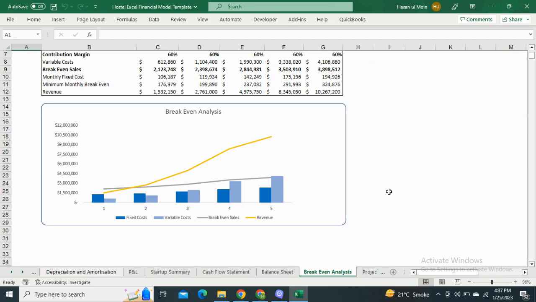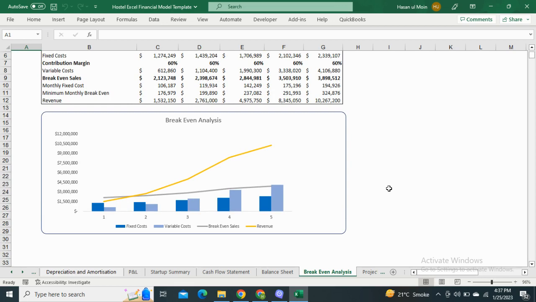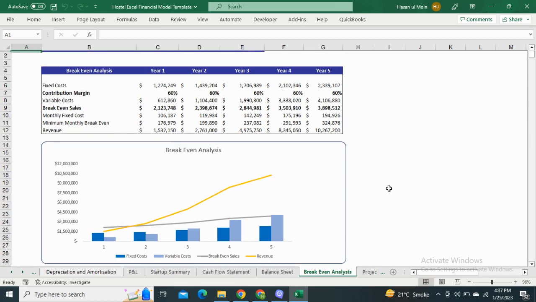Moving on to the break-even analysis, it is the point at which the cost and income of your business are equal. The model shows the break-even with respect to the sales amount as well as the number of break-even units.